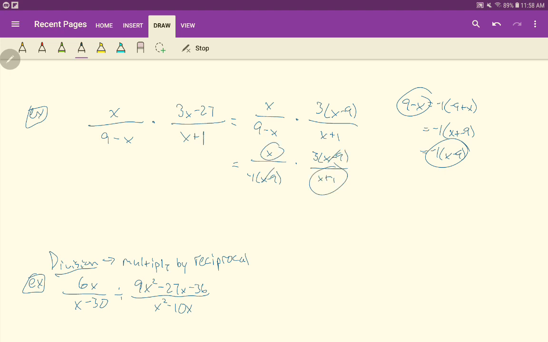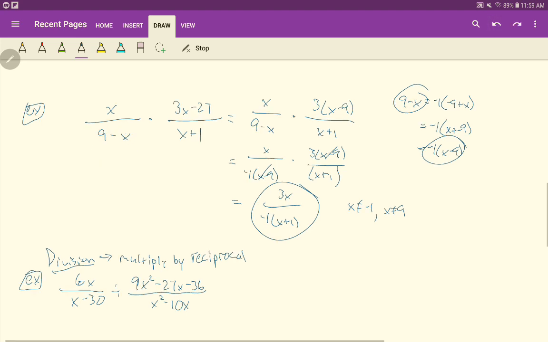Now what about this x and the x plus 1? Can they cancel? The answer is no. x plus 1 does not divide x evenly, so we just have to leave it. And so we're going to have 3 times x over negative 1 times x plus 1, and there is our final answer. And again, what excluded values? x cannot be negative 1, x cannot be 9. And again, that 9 comes from there. If x is 9, we could divide by 0. We don't divide by 0.